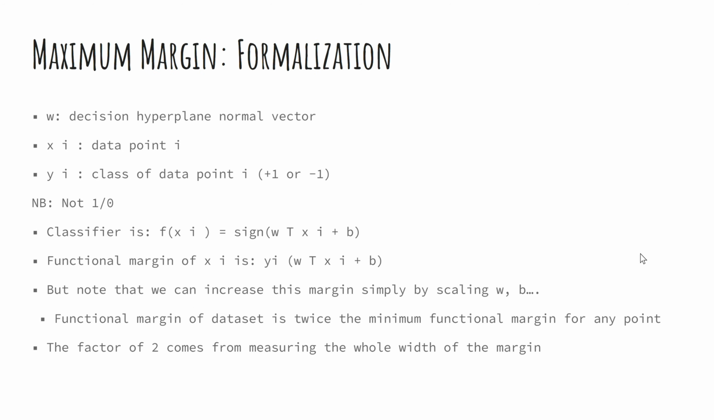Maximum margin formalization. w is the decision hyperplane normal vector, xi is data point i, yi is the class of data point i, either plus 1 or minus 1. The classifier is f of xi equals sign of w transpose xi plus b. Functional margin of xi is yi times w transpose xi plus b. But note that we can increase the margin simply by scaling w and b. Functional margin of dataset is twice the minimal functional margin for any point. The factor of 2 comes from measuring the whole width of the margin.